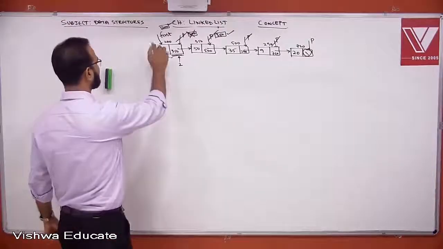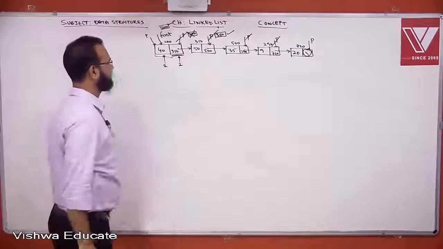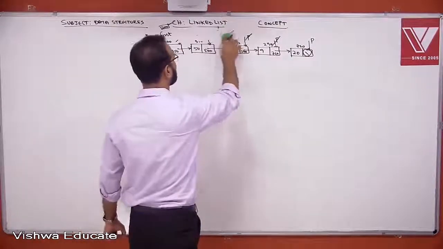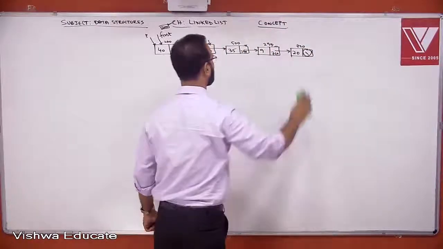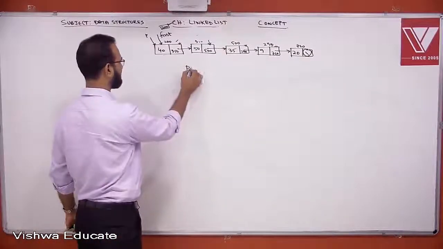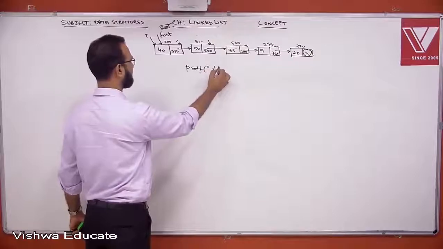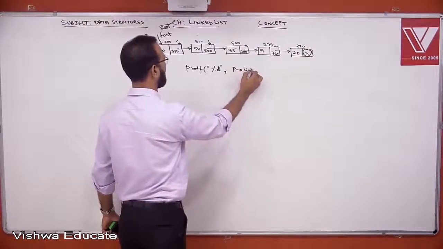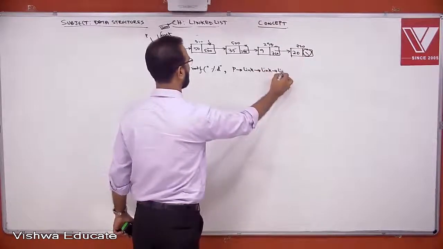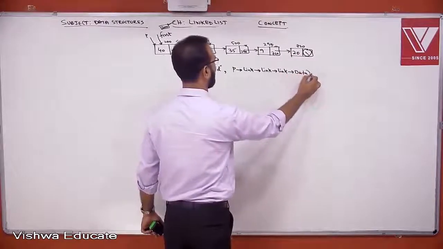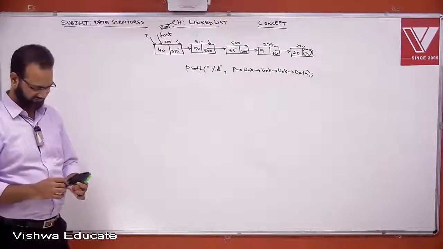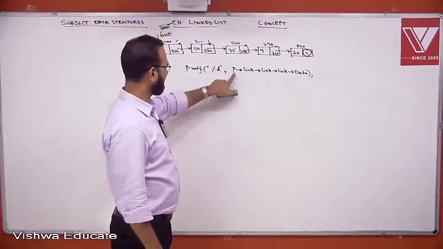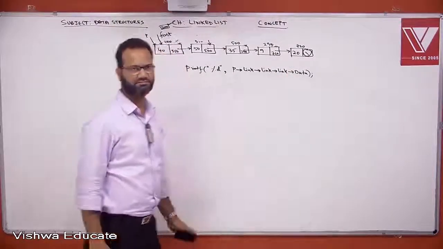If I assume that P is currently here and first is currently here, and I want to print some value, as I say, P of link of link of link of data. What will be outputted for this printf? When P is pointing to this node and I am trying to print P of link of link of link of data, what will be outputted?